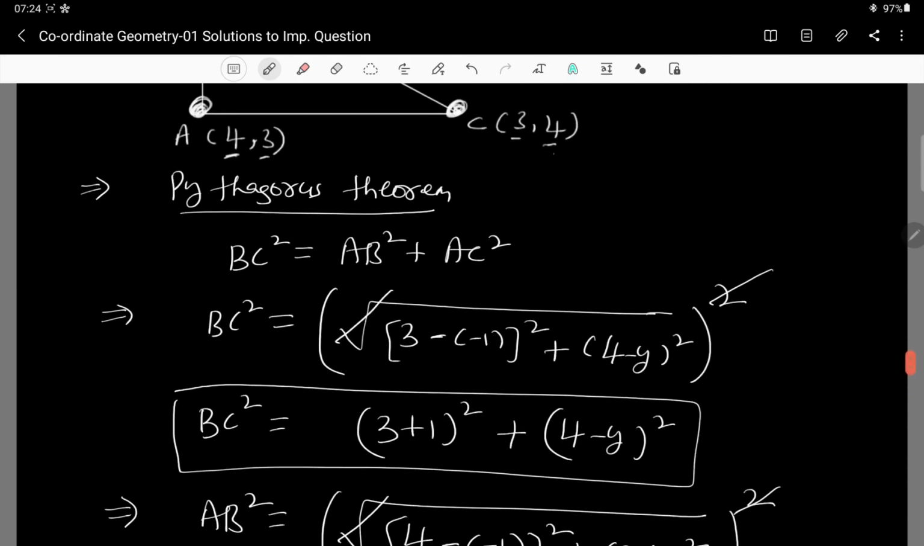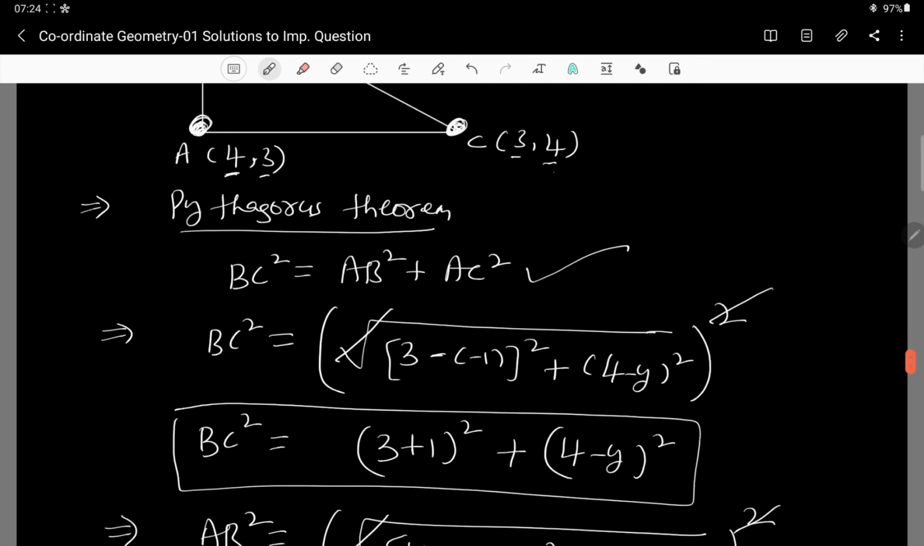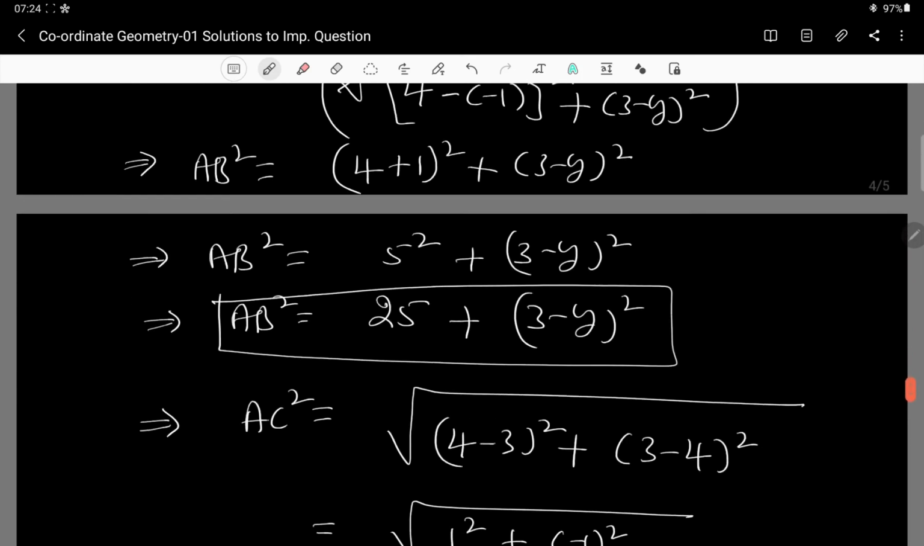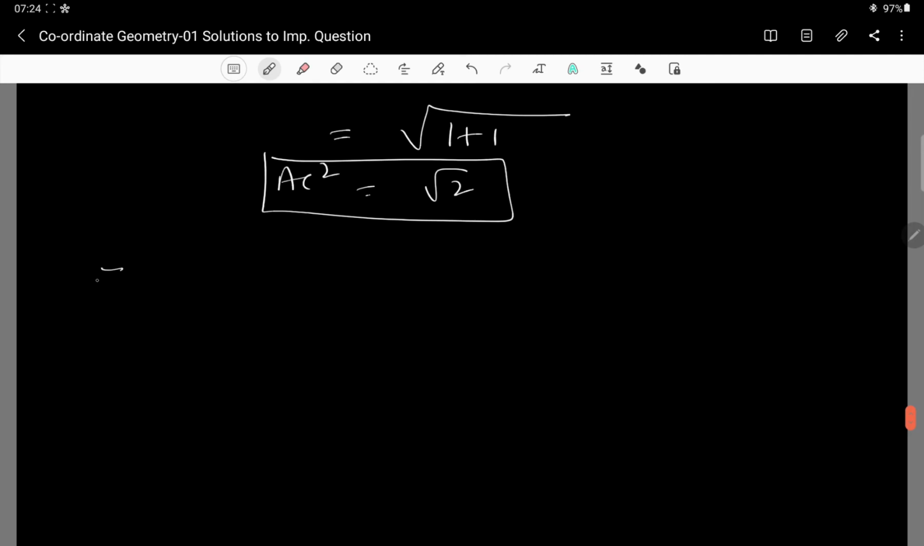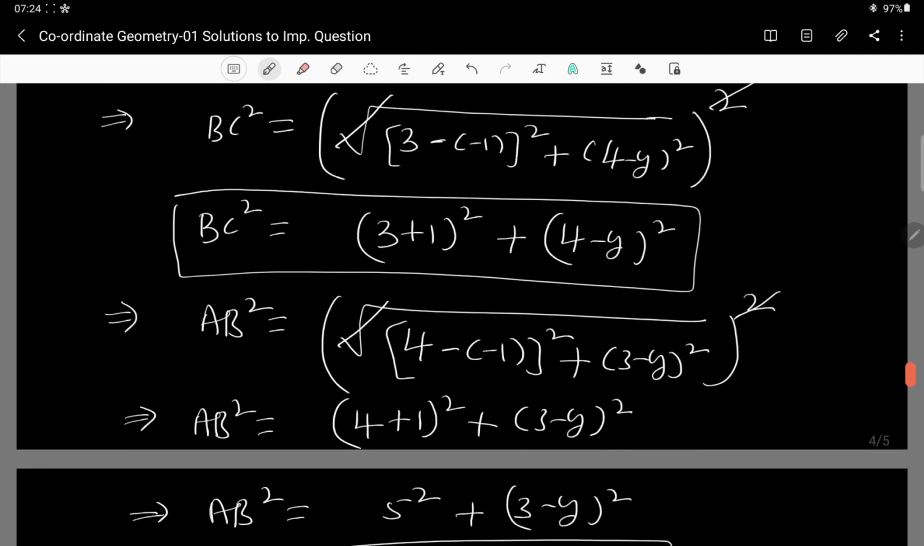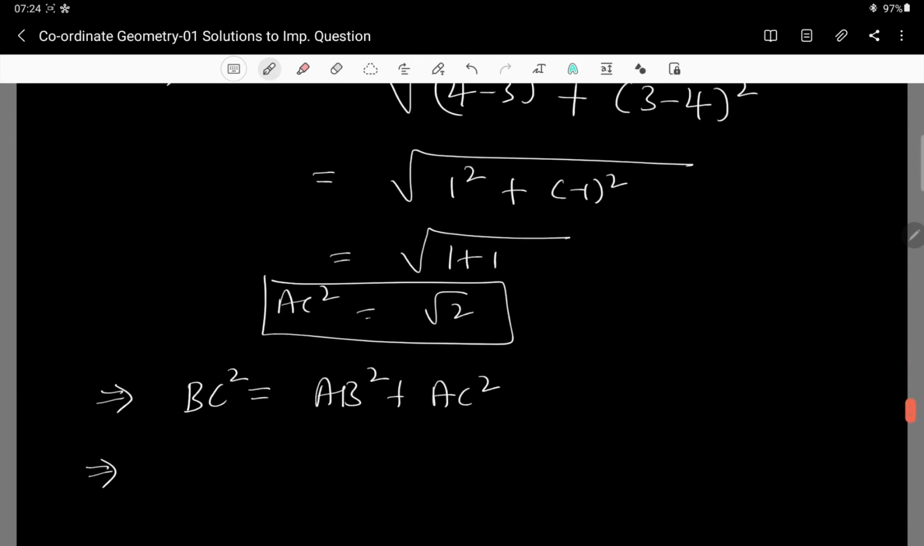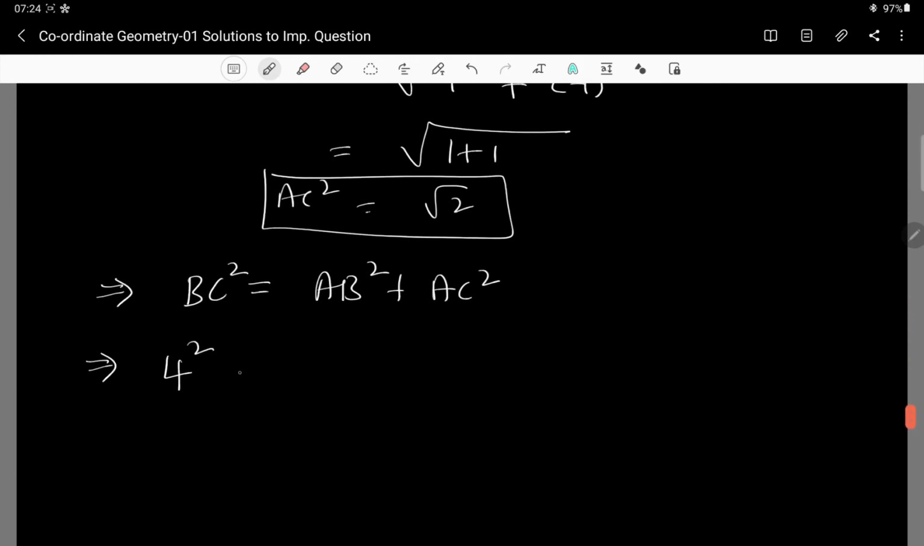Alright, so according to the formula, BC square is equal to AB square plus AC square. Let me write that one more time. BC square is equal to AB square plus AC square. Now let us try to get the value of BC square. BC square here is 3 plus 1 whole square, which is 4 square only, no?